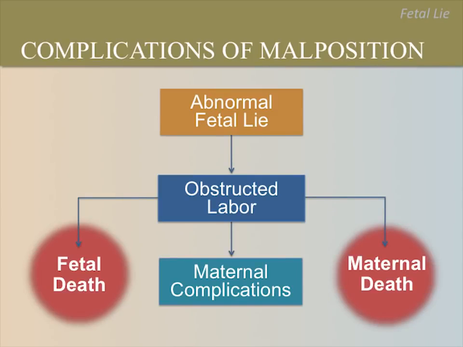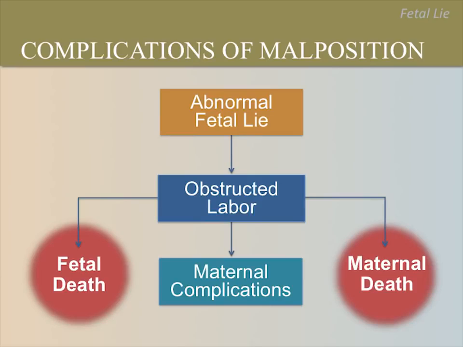The risk of complications during birth is many times higher with a transverse lie or a breech presentation than with a cephalic presentation. Obstructed labor can result in fetal or maternal death or maternal complications. During a prolonged and obstructed labor, oxygen flow to the baby's brain can decrease, resulting in death or disability.